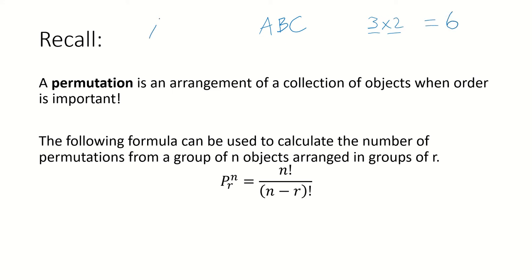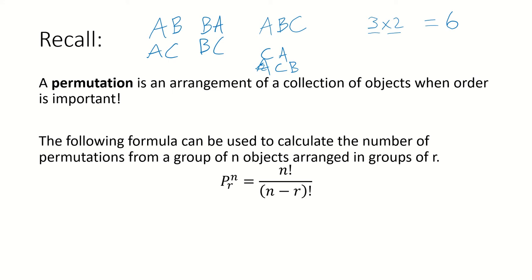There would have been AB, AC, BA, BC, CA, and CB. 6 different permutations. So there's 6 different permutations where order does matter.